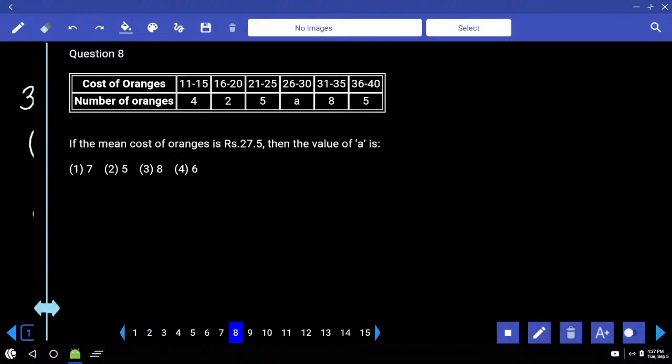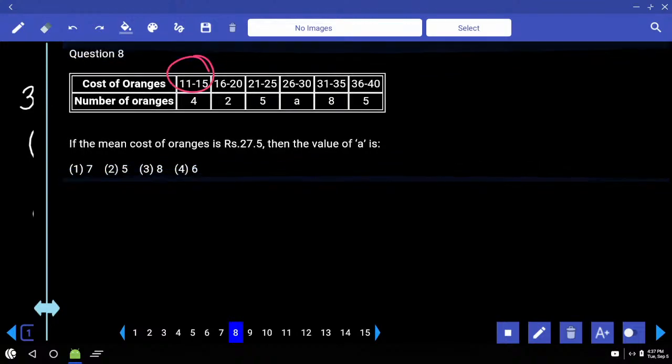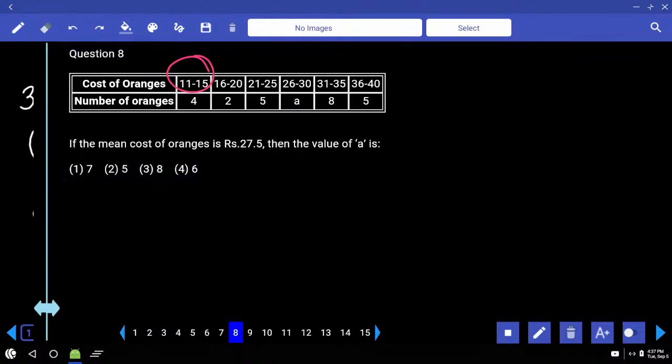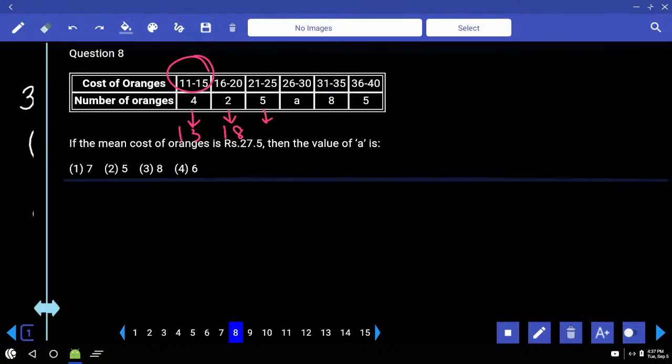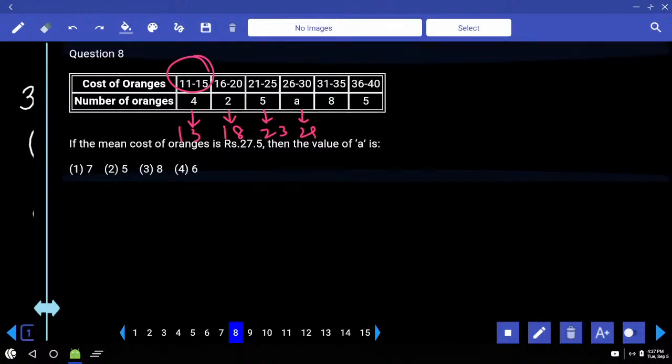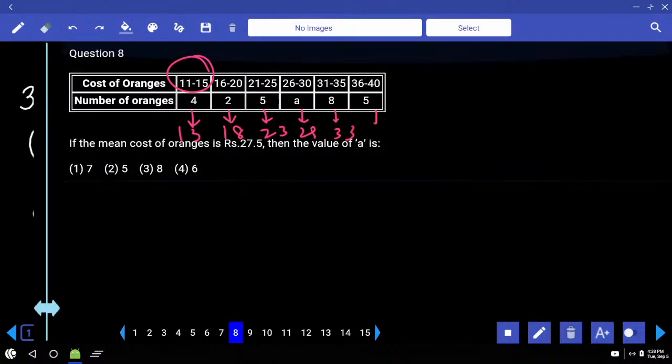Here, the mean cost of oranges is 27.5. For finding the mean, we should consider the middle values of the class intervals. So 11 and 15, what is the middle value? 13. 11 plus 15 is 26, divided by 2, that is 13. Then 18, with a difference of 5: 23, 28, 33 and 38.